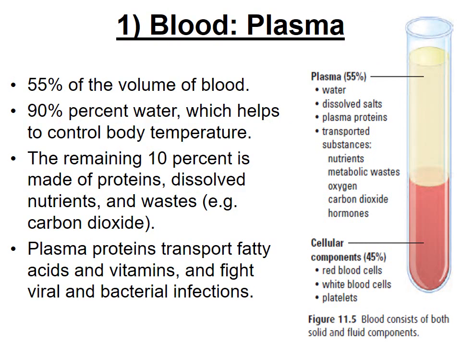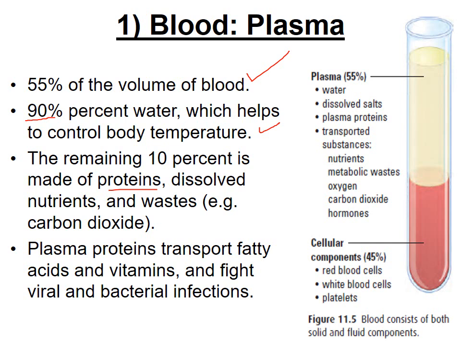So we'll start off with the blood plasma. Again, that's 55% of your blood volume. And 90% of it's actually water, so that helps to control the body temperature. The water also helps to dissolve things as well. It helps with the transport of many things. The last 10% of it is made up of proteins, nutrients, ions, and waste products. And those do various functions. We'll take a look at that on the next slide.